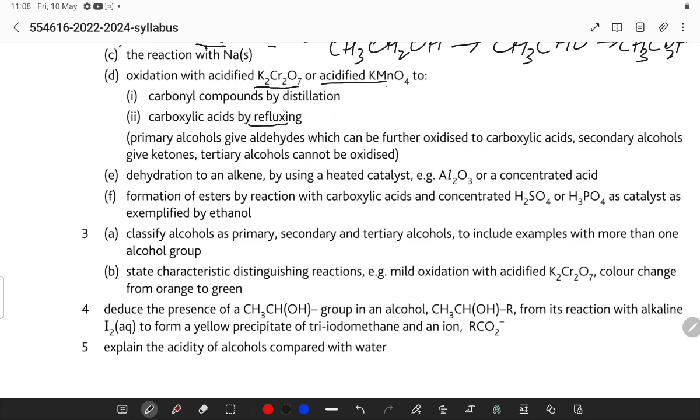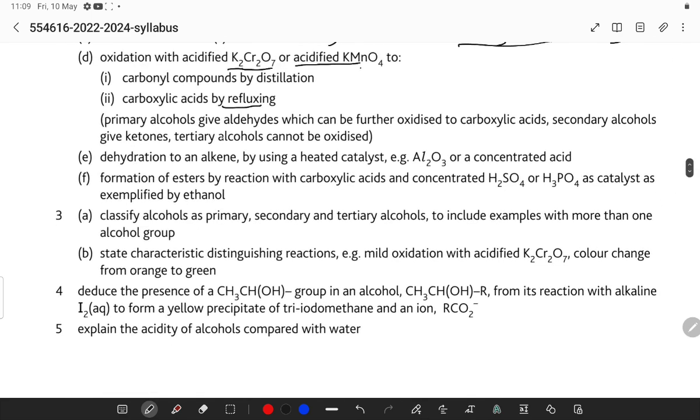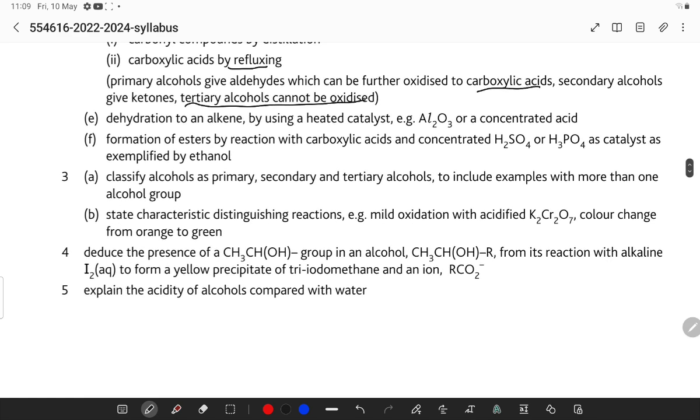Carboxylic acid by refluxing. So, distill to get aldehyde, if not, then carboxylic acid. If refluxing, carboxylic acid is formed. If distillation, then aldehyde is formed. Primary alcohol gives aldehyde, which can be further oxidized to carboxylic acid. Secondary alcohol gives ketones. Tertiary alcohols cannot be oxidized.